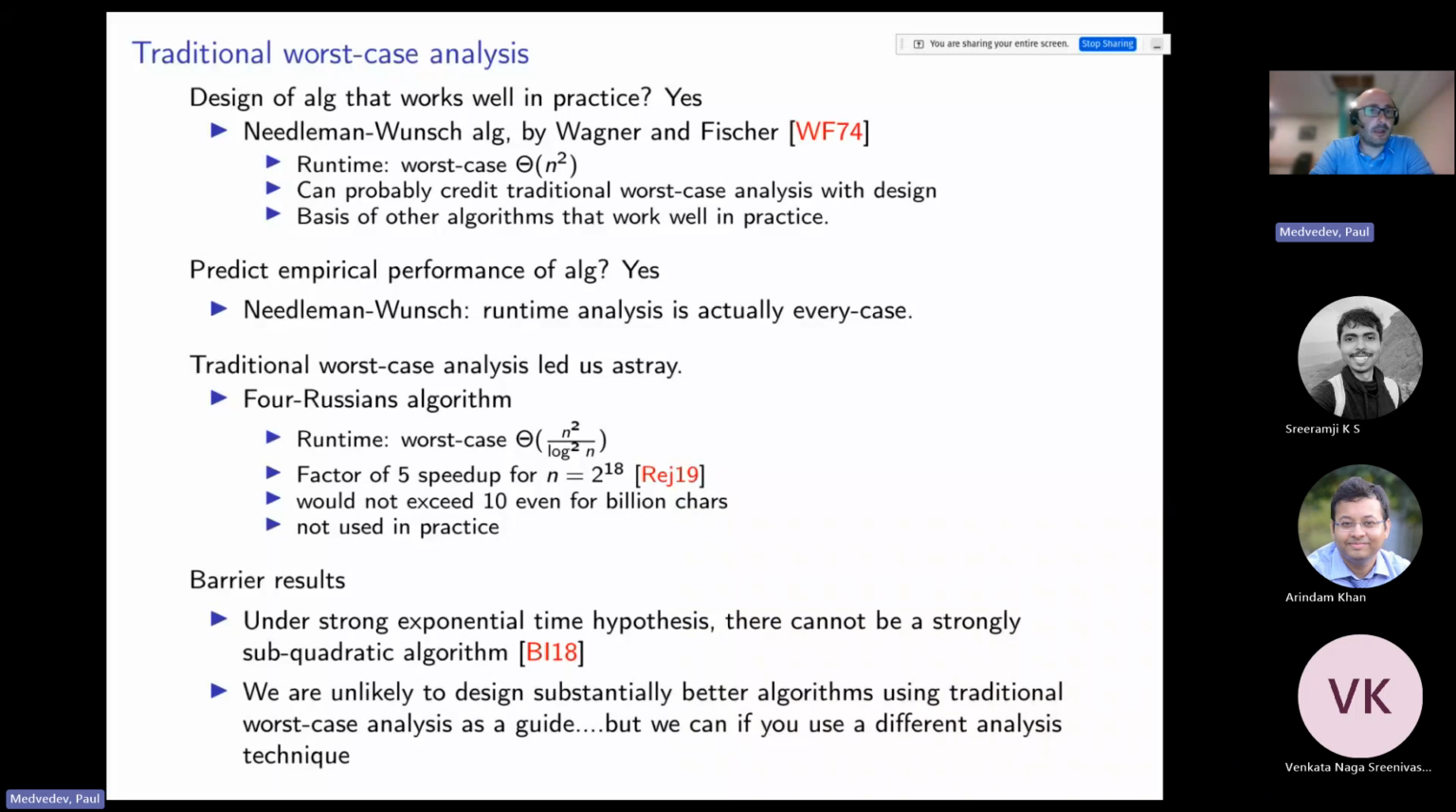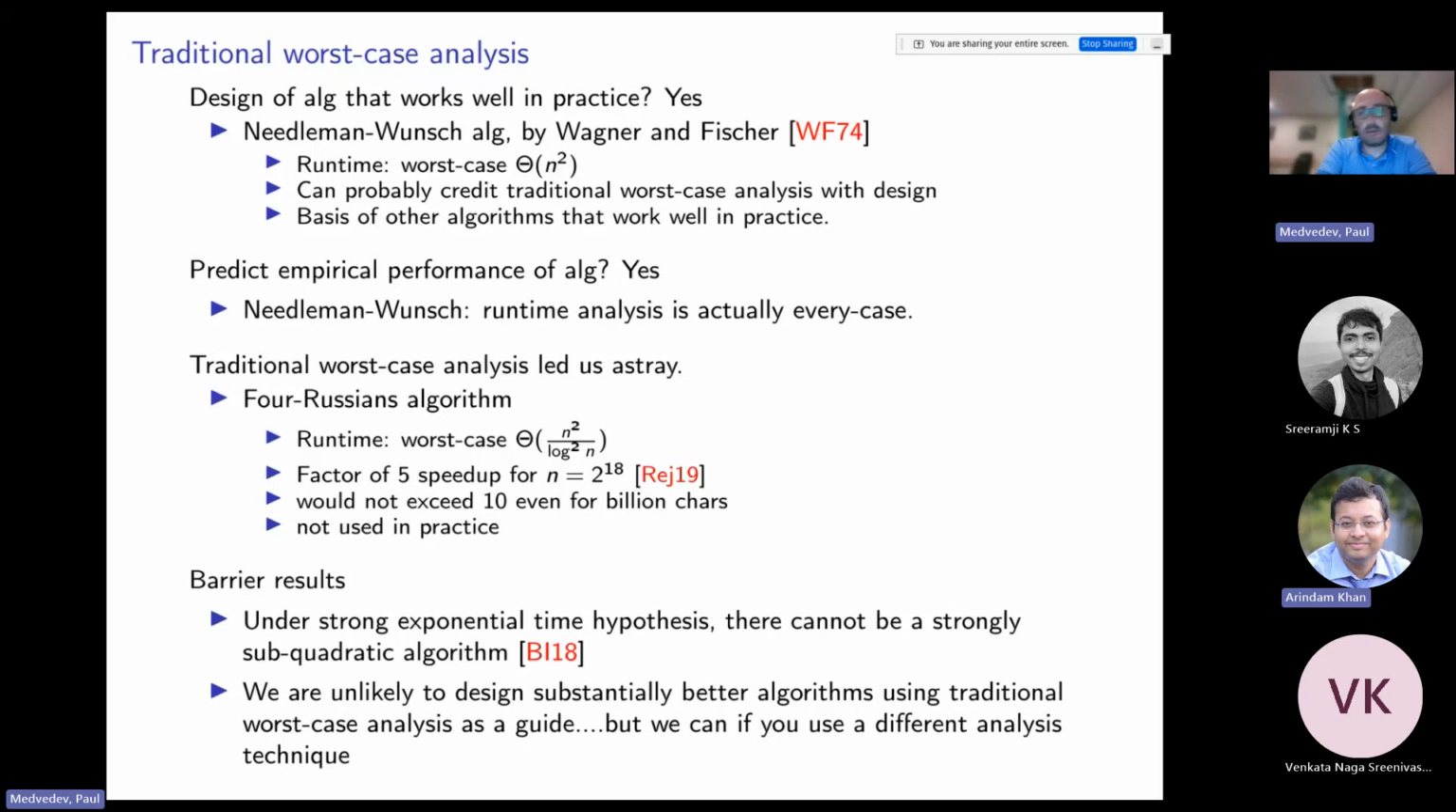I actually looked at the paper, and I'd say that the authors coming up with it were motivated by getting this running time. So I think we can credit traditional worst case analysis with the design of this algorithm that's useful in practice. What about prediction? Does this theta n squared actually predict what happens in practice? In this case, yes.